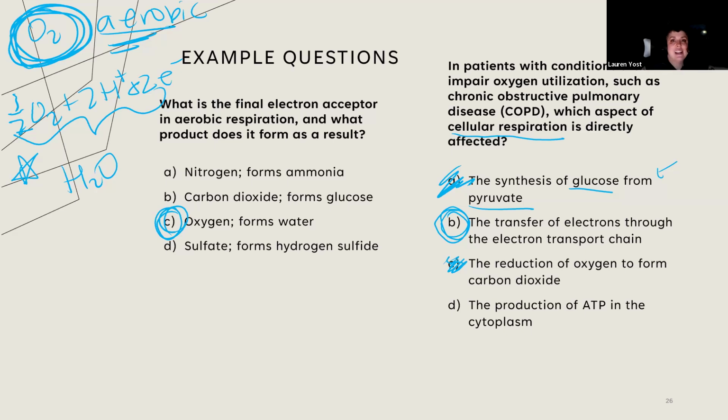That is a separate issue in the Krebs cycle and in that intermediate step prior to the Krebs cycle. You make carbon dioxide from the carbon molecules from the food that you ate, not from the oxygen that you're inhaling. Or the production of ATP in the cytoplasm. We don't make ATP in our cytoplasm. We make ATP on the inner mitochondrial membrane. So B is our correct answer.